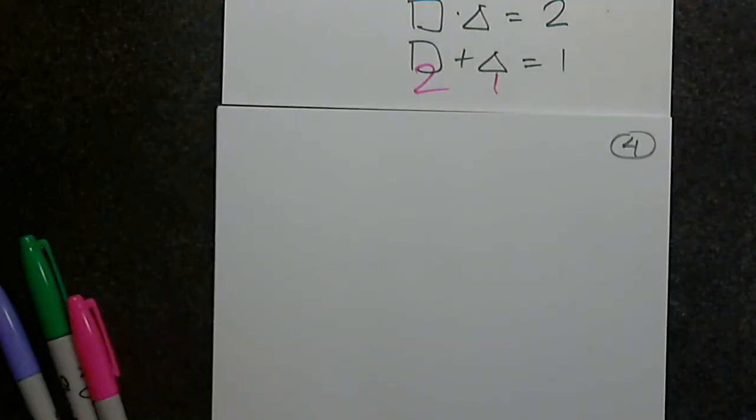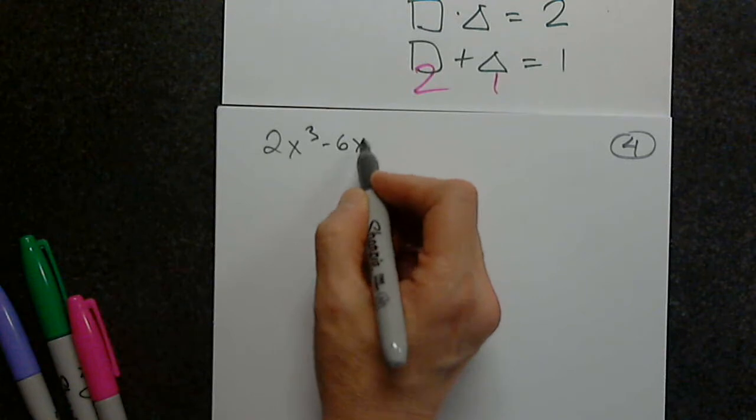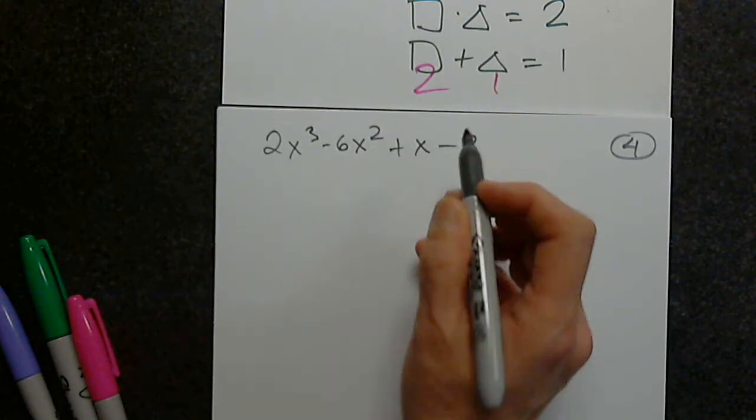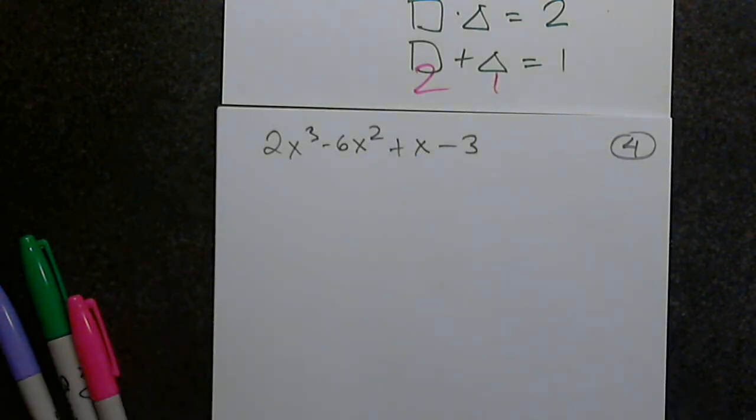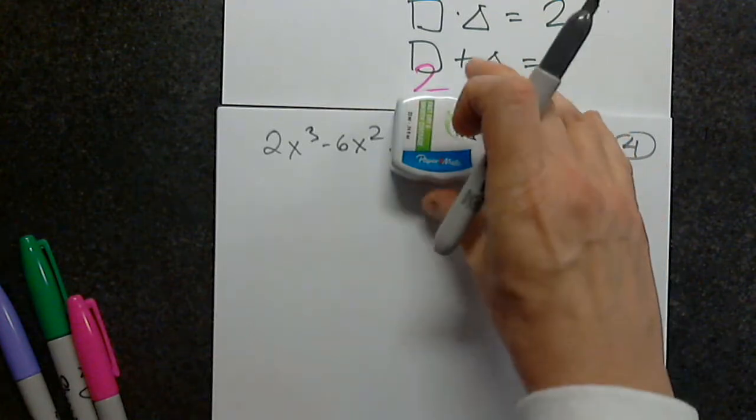Okay, final step, polynomials. So let's look at 2x cubed minus 6x squared plus x minus 3. So what is it? It's a polynomial. Good. Descending order, yes. Greatest common factor, no. Negative leading coefficient, no. Good. So I can only say factoring by grouping. There is nothing else.